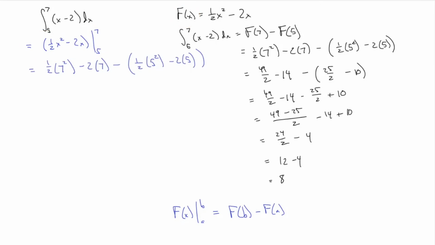We plug in 7 first, and we get 1/2 times 7 squared minus 2 times 7. And then we subtract the entire quantity, 1/2 times 5 squared minus 2 times 5. And of course, the same arithmetic yields the same result. We get that this definite integral is equal to 8.